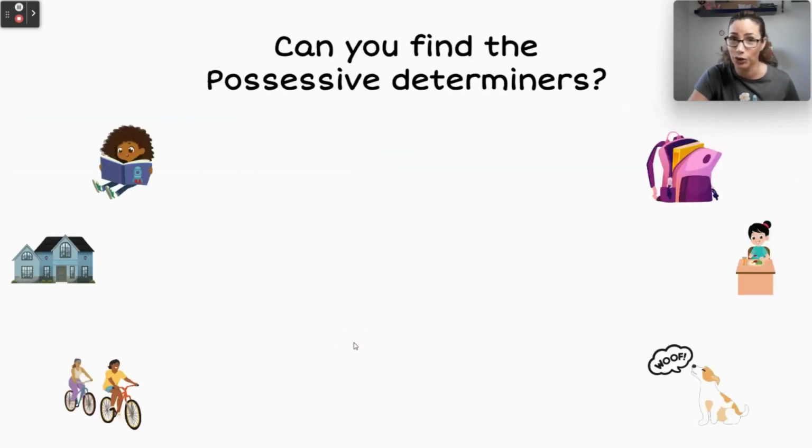And now it's your turn to practice with me. So if you want to go a little bit further, you want to practice your writing, I think that's great. Make sure you have something to write with. If not, you can just follow along. Okay? So this activity is pretty simple, okay? What you're going to do is you're going to find the possessive determiners. So can you find the possessive determiners, okay? And you can see the pictures, so it's going to be very similar to what we just read together.